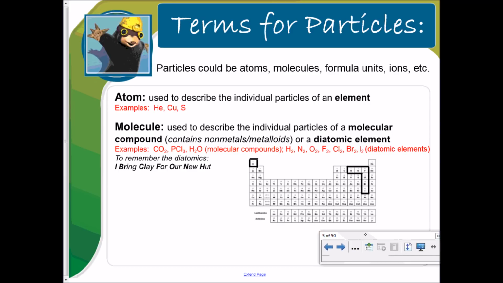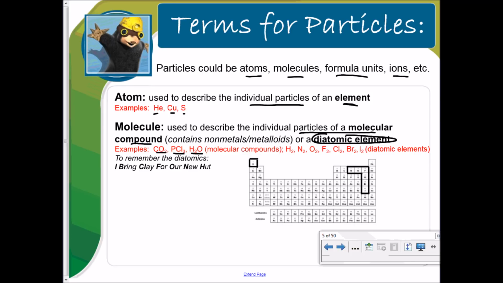Particles. What do we mean when we say 6.02 times 10 to the 23rd particles? Well, particles could be atoms, molecules, formula units, or ions. An atom is used to describe individual particles of an element, such as helium, copper, and sulfur. A molecule is used to describe the particles of a molecular compound. It can normally contain a non-metal or metalloid, or it could be a diatomic element. Examples of molecules would be carbon dioxide, phosphorus trichloride, and water.